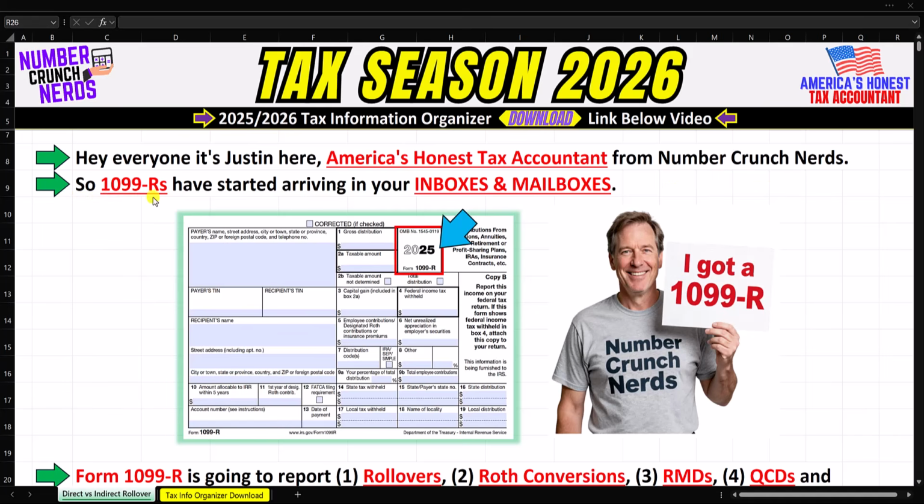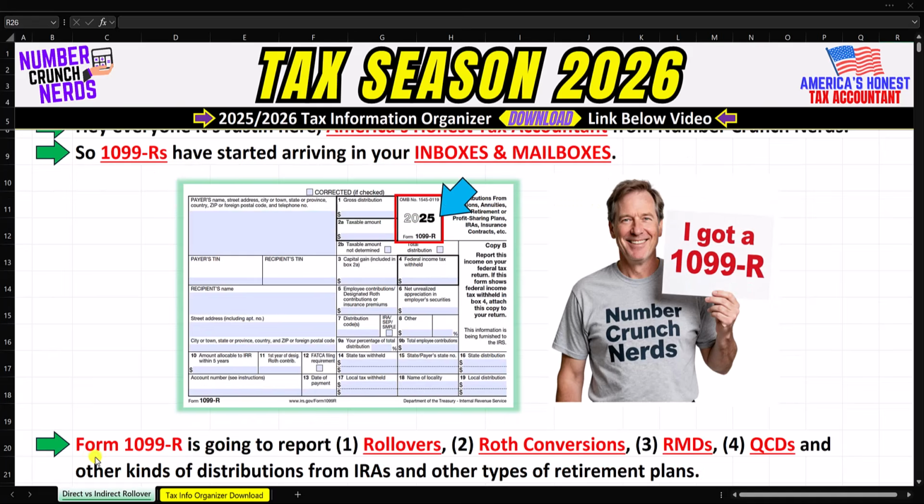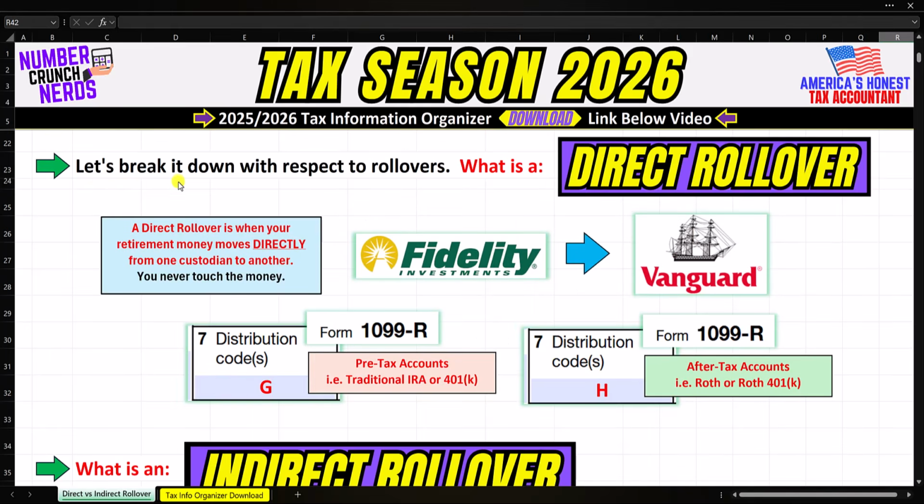So 1099-Rs have started arriving in your inboxes and mailboxes. Form 1099-R is going to report number 1, rollovers, number 2, Roth IRA conversions, number 3, RMDs, number 4, QCDs, and other kinds of distributions from IRAs and other types of retirement plans. So let's break it down with respect to rollovers.